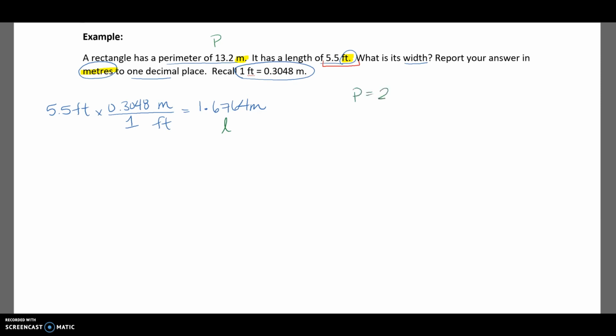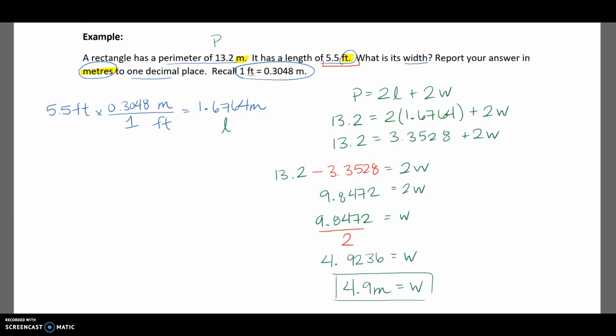Perimeter of the rectangle is 2 times the length plus 2 times the width. I'll substitute in what I know: 13.2 for the perimeter, 2 times my length in meters, 1.6764, plus 2 times the width. Pause the video for a moment and carry on from here to find the width by yourself and round your final answer to 1 decimal place.